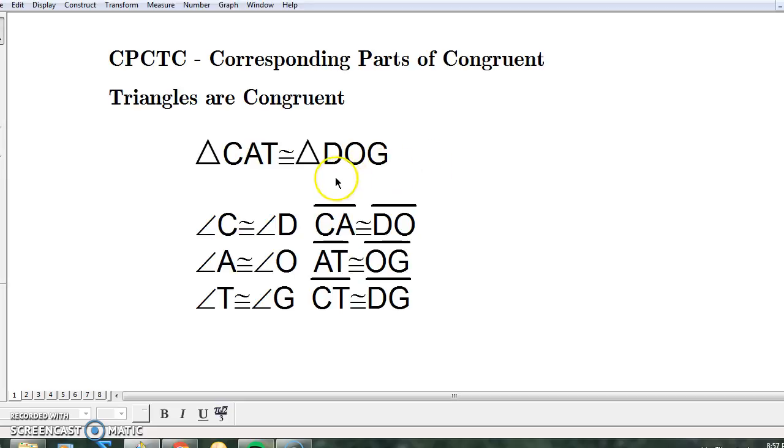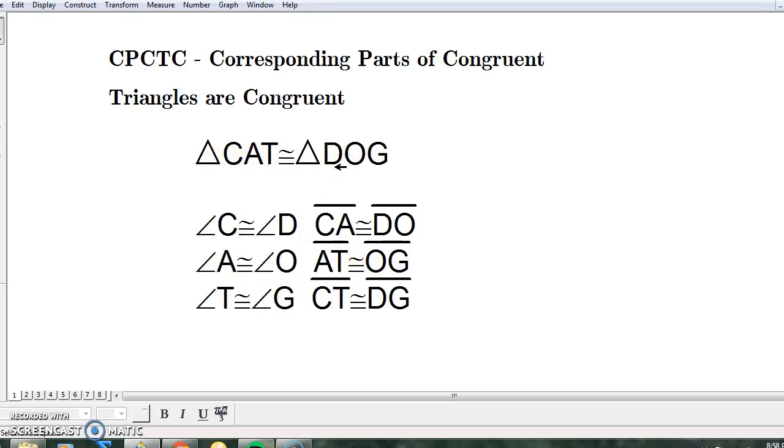But not only are the 3 angles congruent, we know the 3 sides of triangle CAT are congruent to the 3 sides of triangle DOG. For example, CA is congruent with DO, and we know that because CA is first and DO is first in that triangle. And AT is congruent to OG, and CT is congruent to DG. So if these two triangles are congruent, we know that all 6 of these things are true. But when we go in reverse, it could also be said that if we know all 6 of those things are congruent, we know the 2 triangles are congruent.